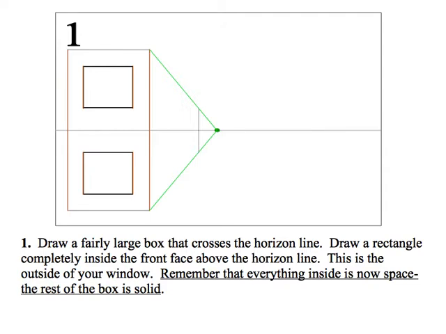To begin with, draw a fairly large box that crosses the horizon line. Draw a rectangle completely inside the front face above the horizon line. This is the outside of your window. You may also draw one below the horizon line. Remember that everything inside is now space. The rest of the box is solid.